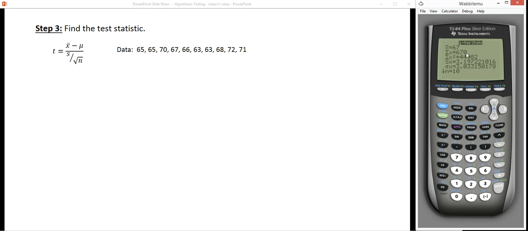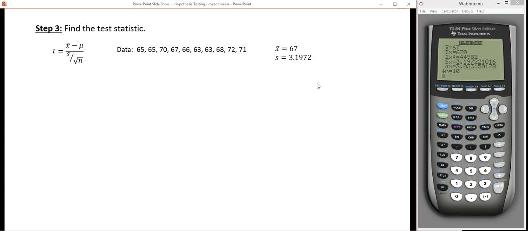So from this menu, we get our X bar, our sample mean, and we get our sample standard deviation S right here. So let me go ahead and put that up on the screen. So we've got our X bar is 67 and S, I just rounded to 4 decimals, but again, just whatever the problem needs. We're going to find the p-value in the calculator, so this isn't really critical. So I would say 4 or 3 decimals would be okay.